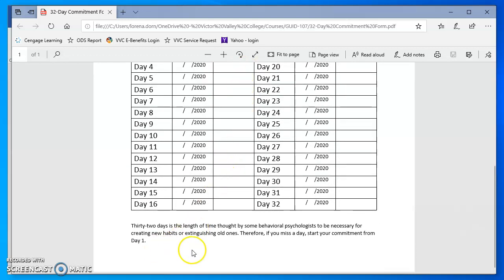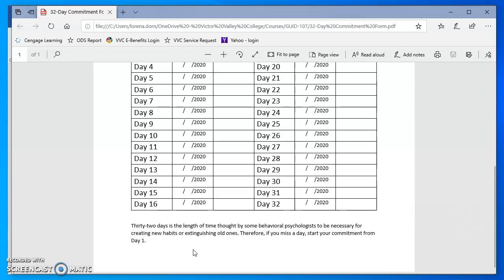Okay. The final statement down here says that the reason it's 32 days long is because that's the time that some behavioral psychologists believe it's necessary for you to create a new habit or extinguish an old one. So if you miss a day, you need to start over from day one. It's kind of like quitting smoking. If someone's trying to quit smoking and they're on a really great streak for 2 weeks, but then they have one day where they do decide to smoke, then they haven't established that new habit. They went back to an old habit and they need to start over.